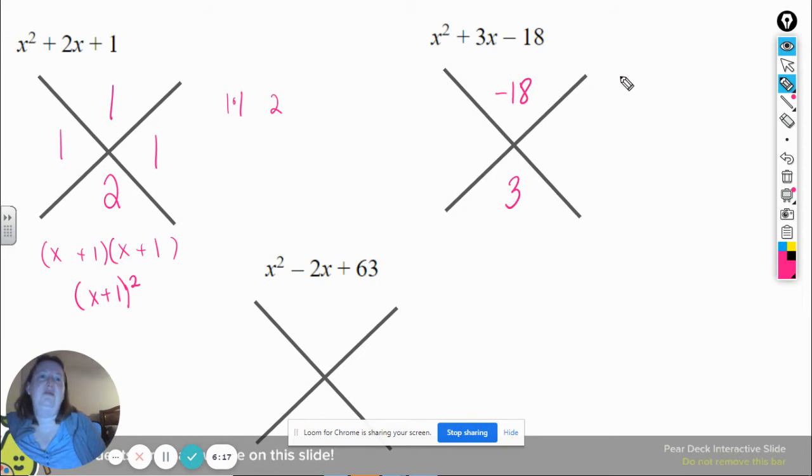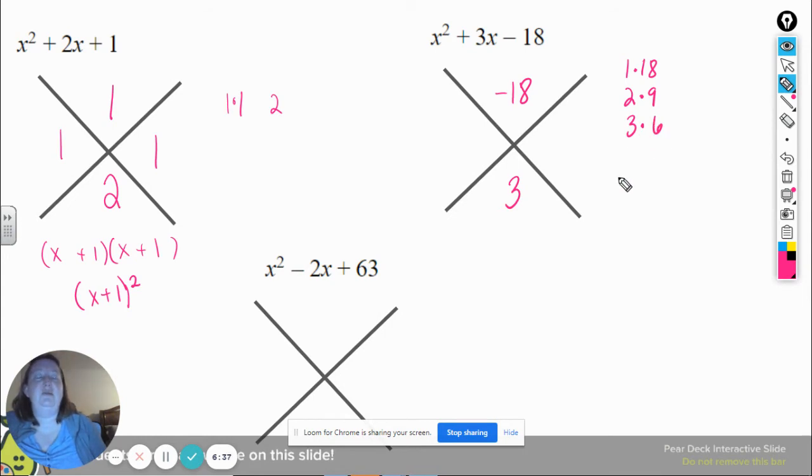So I'm thinking of what multiplies to get 18, and then after I come up with my factors, then I'm going to worry about which one could be positive, which one could be negative. So I got 1 and 18, right? And then I've got 2 and 9, and I got 3 and 6.